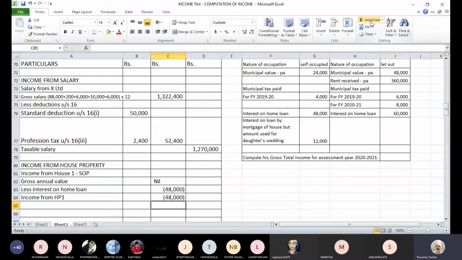Have you understood the calculation of income in this case? Yes, sir. Yes, very simple.